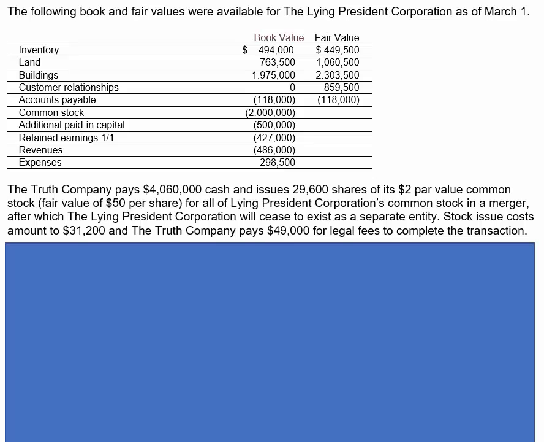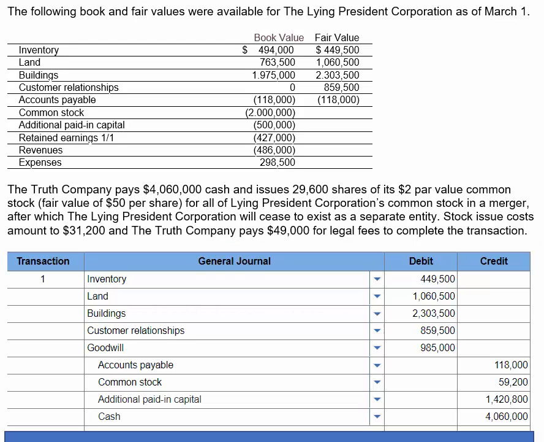Okay, and what we need to do is record this acquisition on the books of the Truth Company. There are a couple entries we need to make. The first one is to put the assets and the liabilities of Lying President on our books, and we do that at the fair value. So in any instance where we knew or we determined fair value, we record that.